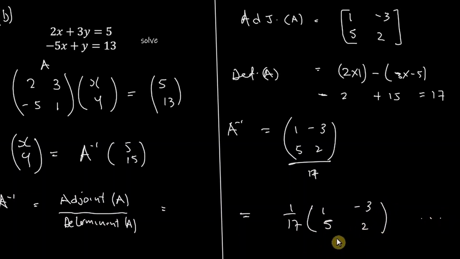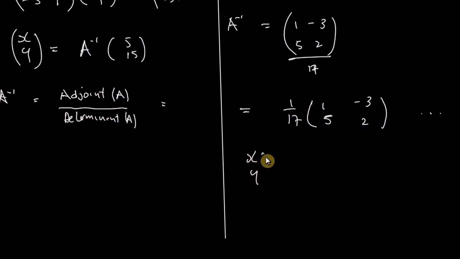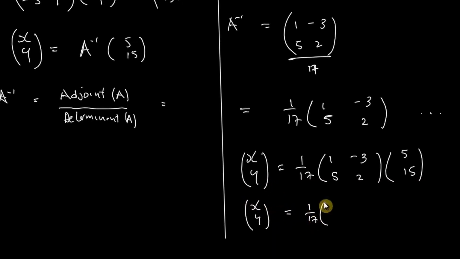So we could substitute this inverse matrix into our equation. So this means that x and y are equal to the inverse matrix as 1 over 17, 1, negative 3, 5, and 2, multiplied by 5, 15, giving x and y is equal to 1 over 17, and after multiplication of these two matrices, we get negative 34 and 51, giving a final result of x being equal to negative 2 and y equal to 3.